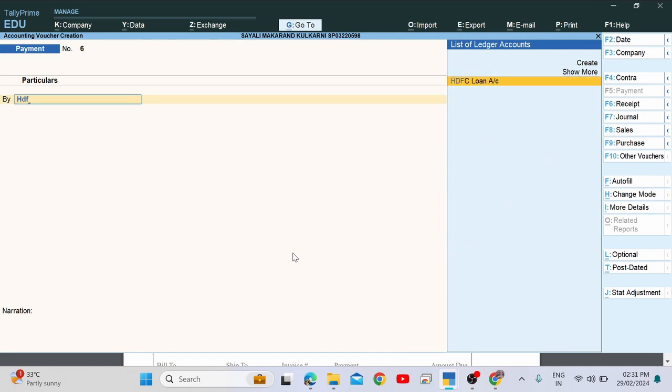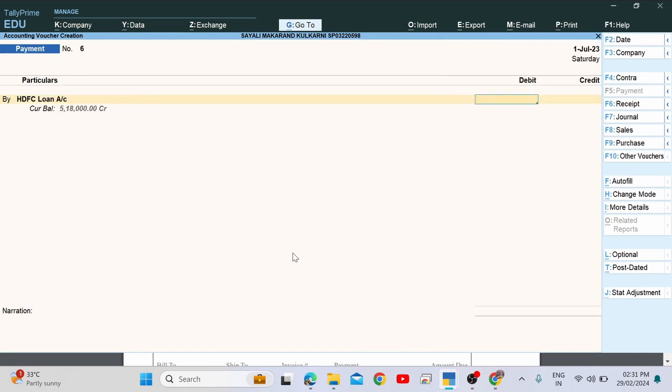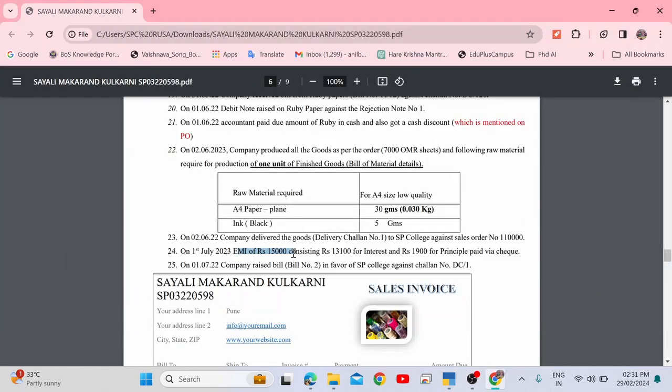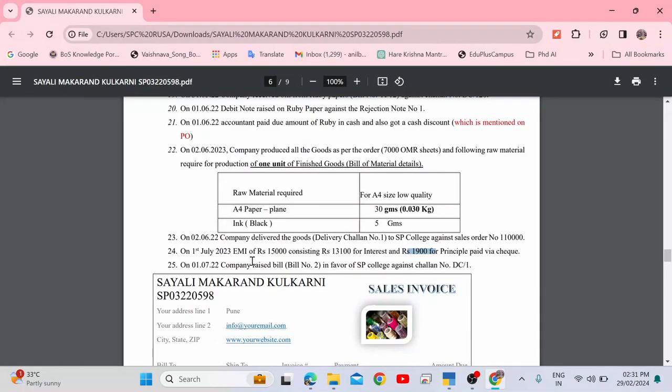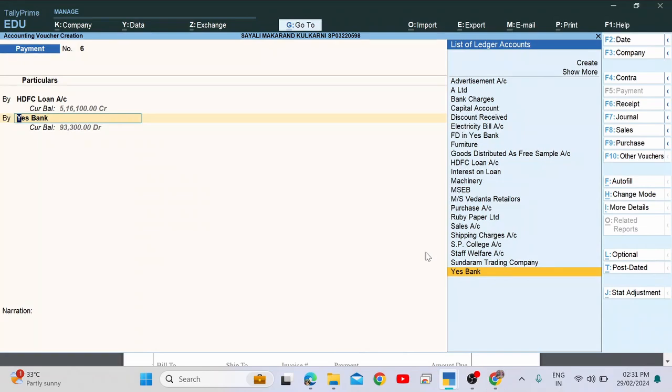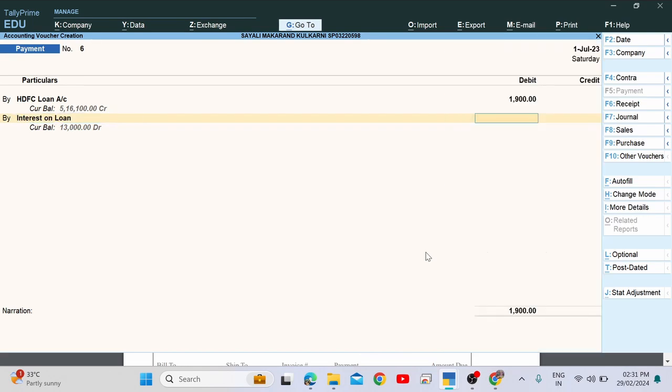Therefore, say HDFC loan account debit. We have paid to this loan account, and how much against this loan? Now it consists of 13,100 interest and 1,900 principal. What will be deducted from the loan? Principal, not the interest. Therefore, here HDFC loan 1,900. And then one more debit we have. In the total 15 credit, we have these two things to be debited. 1,900 debit already given. Now the balance debit is for what? Interest on loan.